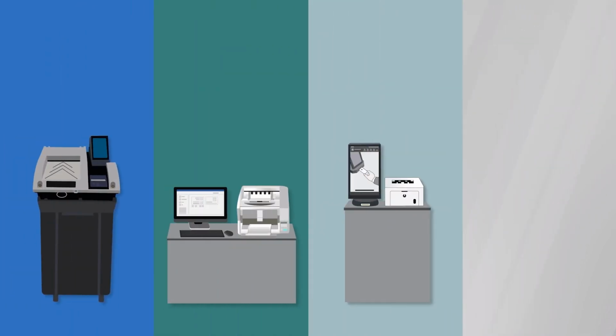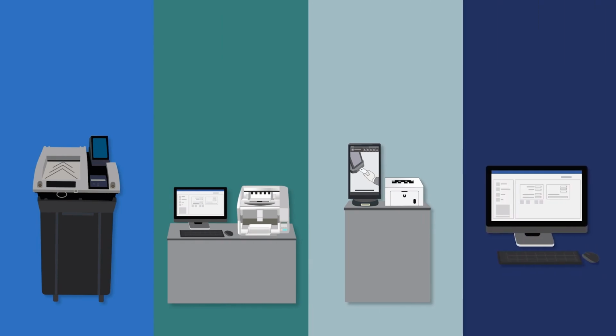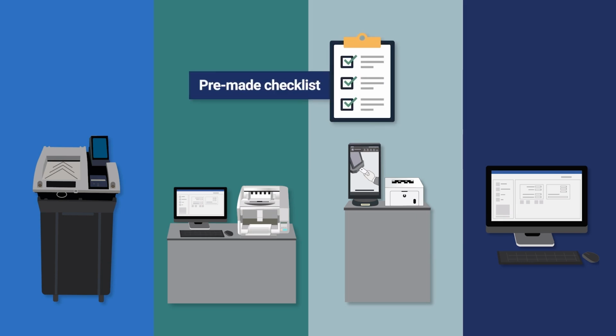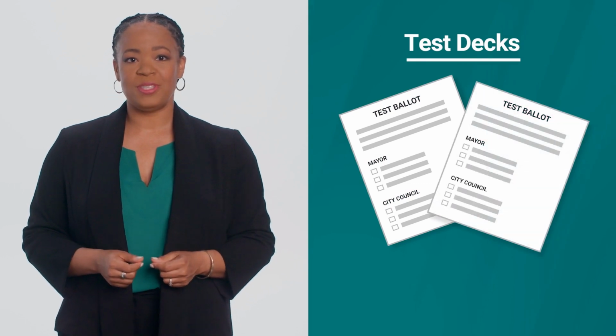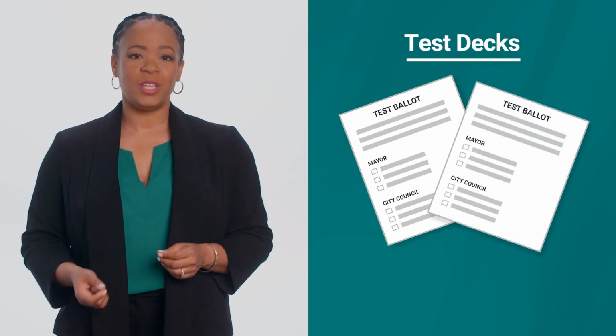Each type of voting equipment, whether it be precinct or central scanners, ballot marking devices, or the election management system, should have a pre-made checklist for testers to use so that they can document their actions and log any issues they encounter.